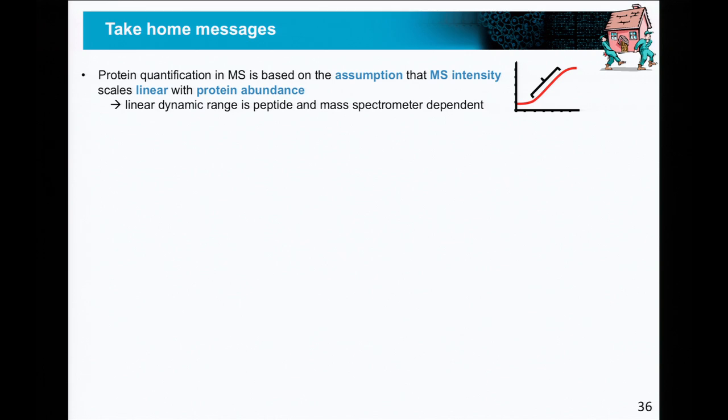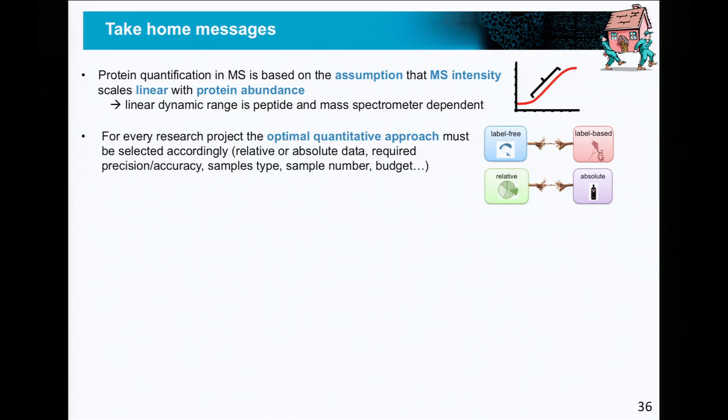So take home messages. It would be great if you all remember from this presentation that protein quantification is based on the assumption that mass spectrometric intensity scales linear with protein abundance. But be aware, this range of linearity is peptide and mass spectrometer dependent. For every project, the optimal quantitative approach must be selected. Unfortunately, there is not one that fits all, and this selection depends on a lot of different questions that you can ask, whether you need relative or absolute data, how precise and accurate your data needs to be, sample type, sample number, budget, and so on and so forth.